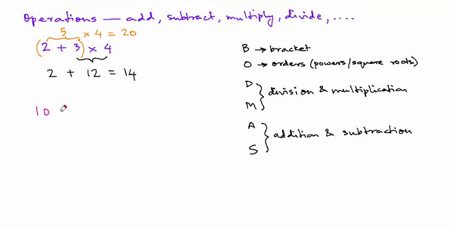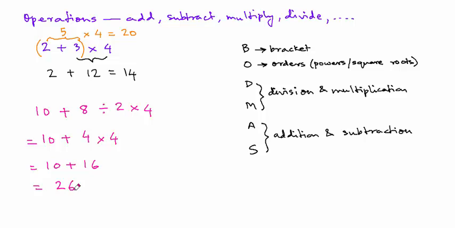Similarly, 10 plus 8 divided by 2 times 4 is equal to 10 plus, work the division and the multiplication in the order you see them from left to right. 8 divided by 2 is 4, times 4 is 16. So that is equal to 10 plus, multiplication ahead of addition, 16, which is equal to 26.